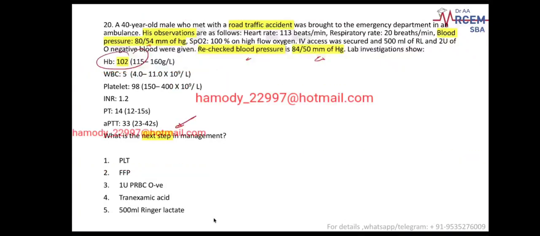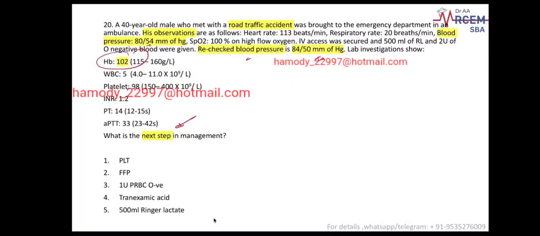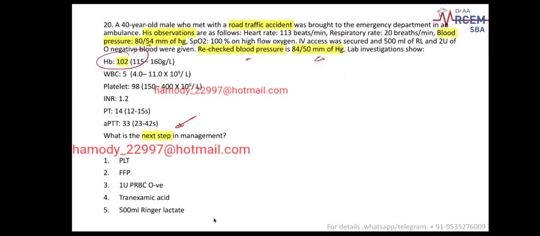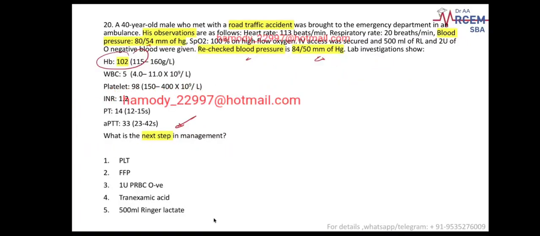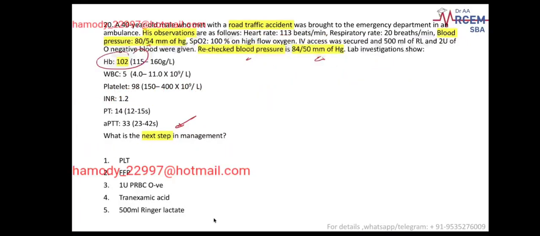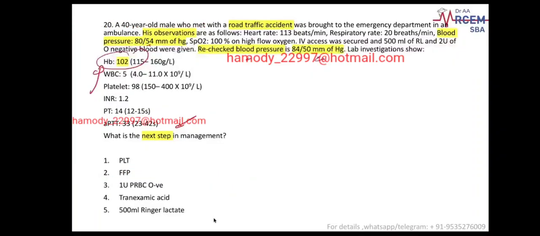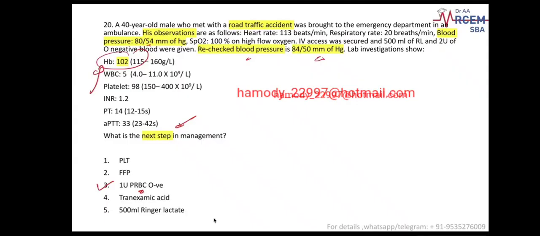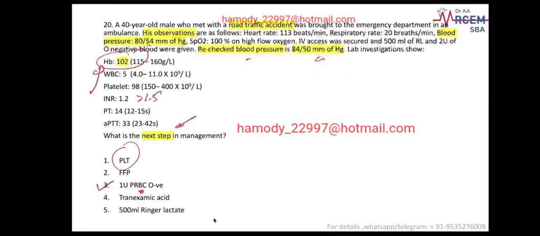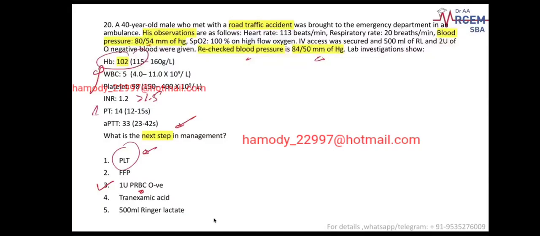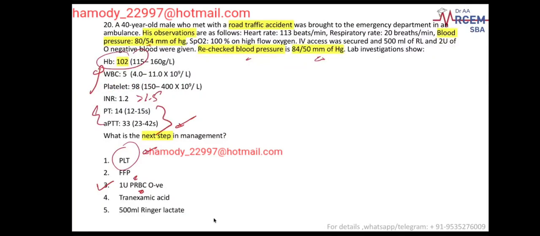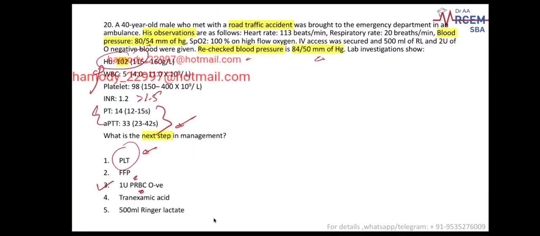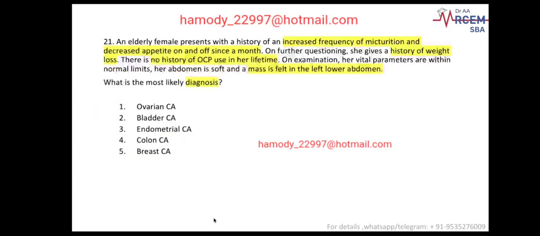The individual is in shock, so you need to resuscitate. What is the best fluid to resuscitate a patient with hemorrhagic shock? To give blood. So what blood are you giving? The hemoglobin is on the lower side. What blood product will be preferred in this individual? PRBC. INR is fine, not more than 1.5, so no need to give platelets. PT and APTT are in the normal range, so no need to give FFP. That's why I'm choosing PRBC over any other option.